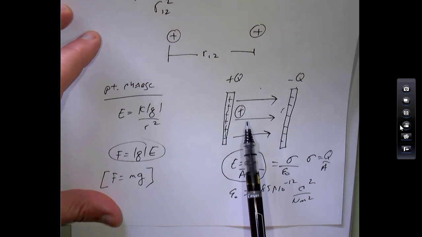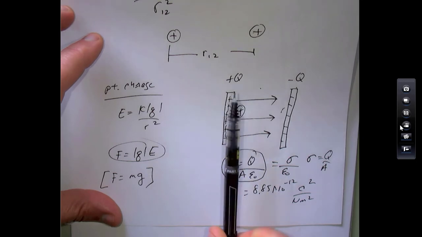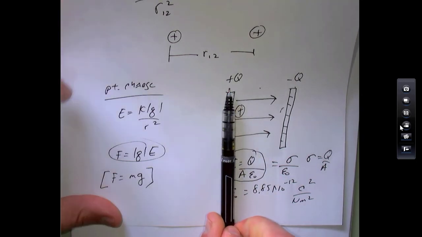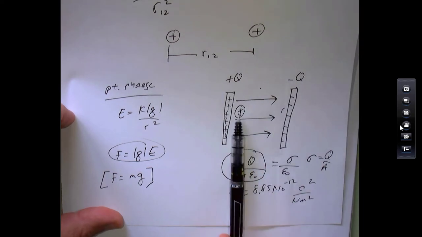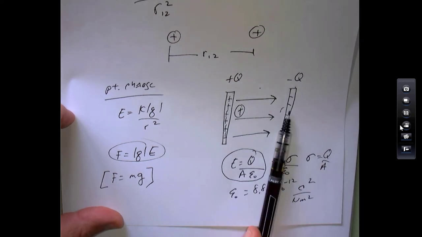How it relates to electrical potential is we go from a higher electrical potential, or in other words, a higher voltage, to a lower voltage. So this positive charge would naturally want to go this direction.